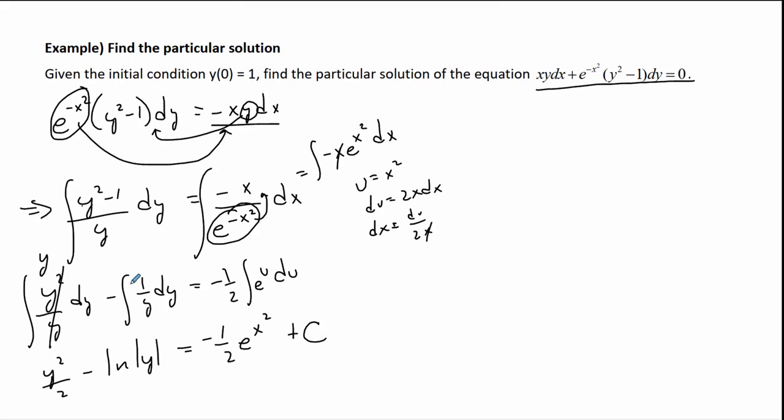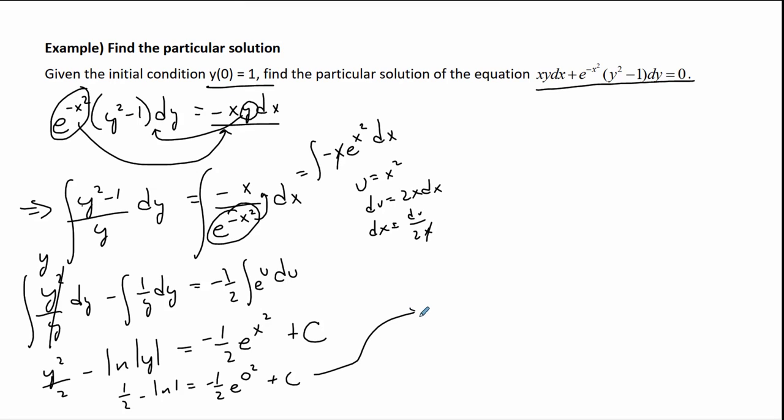Now what I want to do is I know that y of 0 is equal to 1, right? That's what it told me from the beginning. So I'm going to plug in the values of everything else. So x is 0, y is 1, so let's plug it in. So I get 1/2 minus the ln of 1 equals negative 1/2 e to the 0 squared plus some c. This is basically allowing us to find the value of c. All right, so that's what I want to do.